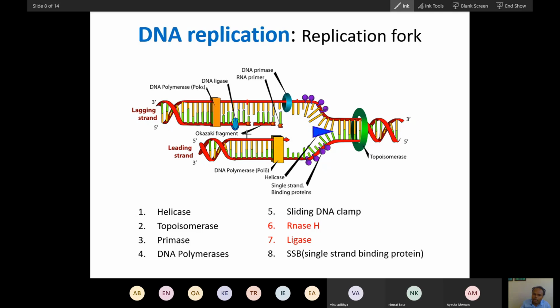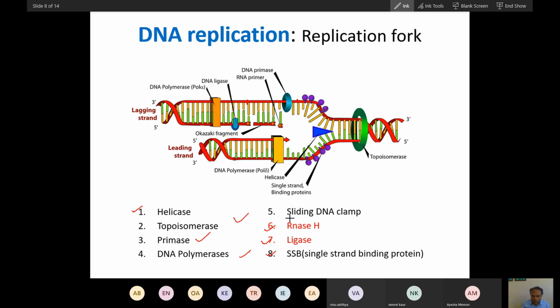So did you understand this whole process? First comes helicase, then topoisomerase, then primase. After primase, DNA polymerase will polymerize. Then in between the Okazaki fragments, the RNA will be removed by RNase, and then there will be synthesis of DNA fragment again, and then ligase will join those fragments. The function of single strand binding protein is to stabilize the single strand.